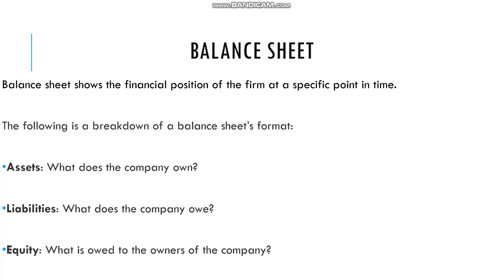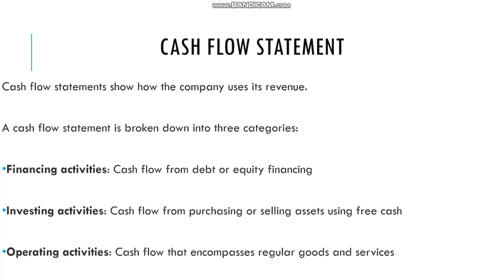Talking about equity, equity is what is owed to the owners of the company. Whatever money is left after liabilities are accounted for goes to the owners of the business. This is broken down into categories similar to those in the statement of shareholders' equity, such as common stock and preferred stock. And the next one is the cash flow statement.